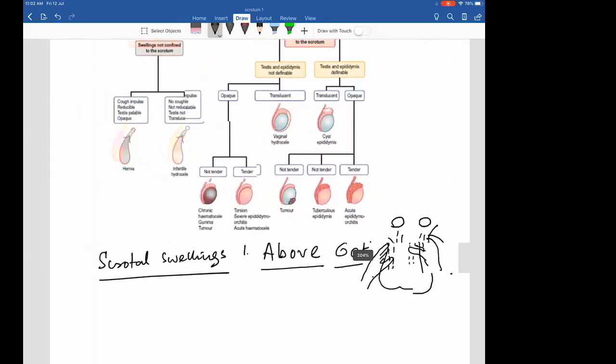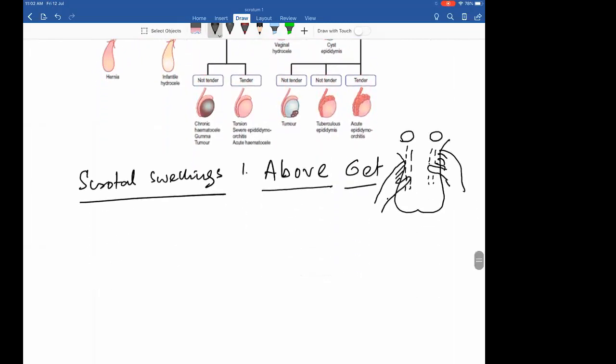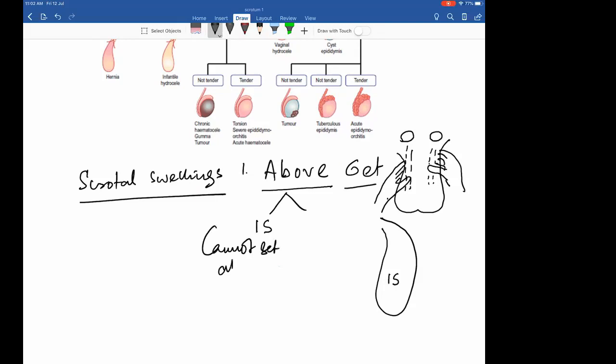Now, please understand the picture. If it is an inguinoscrotal swelling, say for example on this side, the swelling will somewhat be like this, and this is called an inguinoscrotal swelling. For an inguinoscrotal swelling, you cannot get above the swelling, whereas in the case of a scrotal swelling, you can get above the swelling.